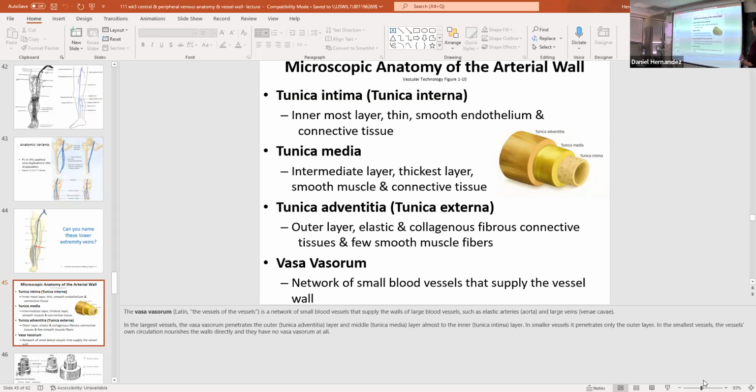And then the outer layer is the tunica adventitia. The outer layer is made of elastic and collagen fibers, connective tissue, and also has a few smooth muscle fibers as well.